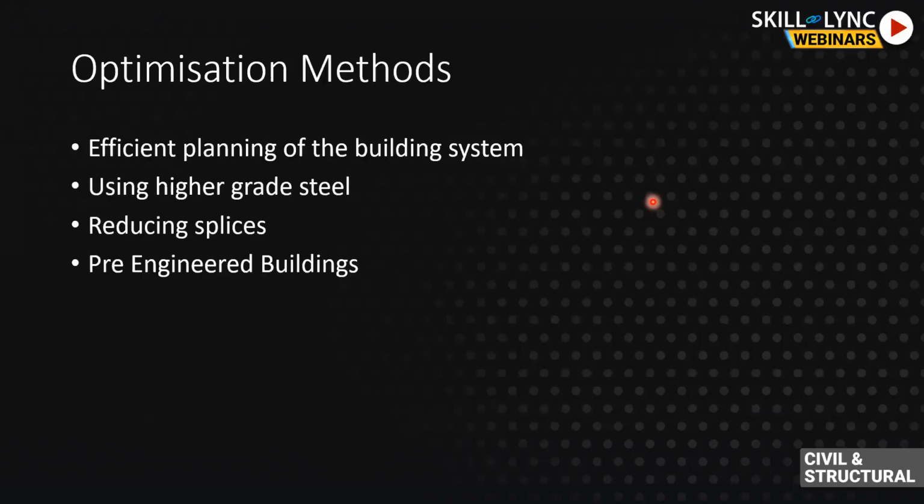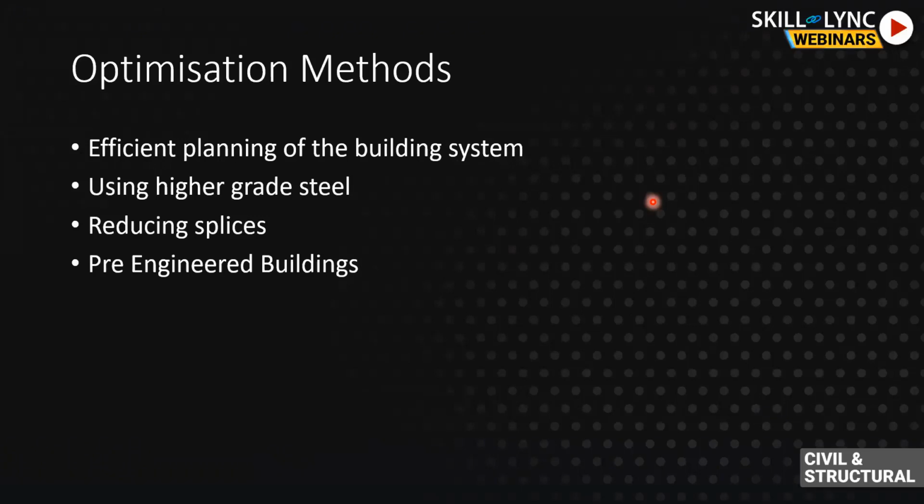If you need to optimize a steel structure, you should have an efficient planning of the building system using higher grade steel, reducing splices, and we will see what are pre-engineered buildings. That is a wonderful optimization method that has been brought forward by some of the greatest engineers in the US. So we should not only focus on weight of a building in a steel structure.